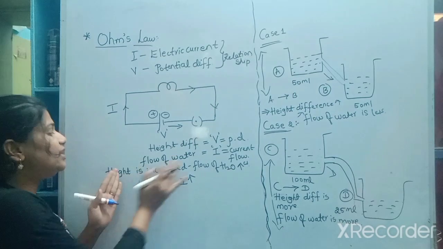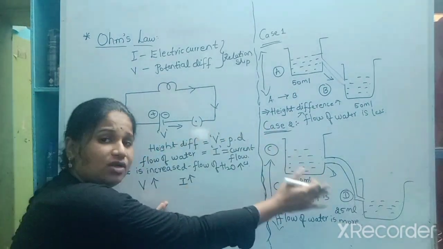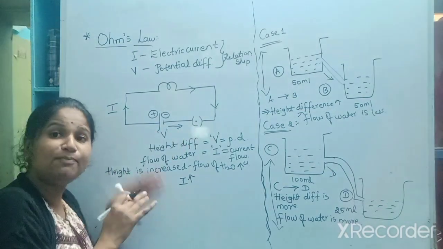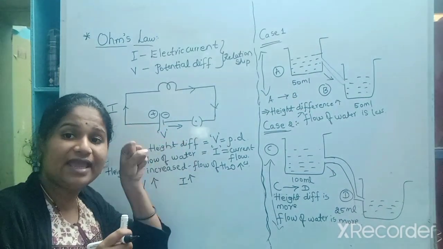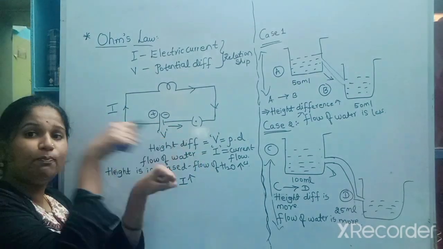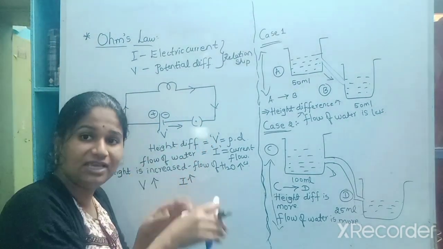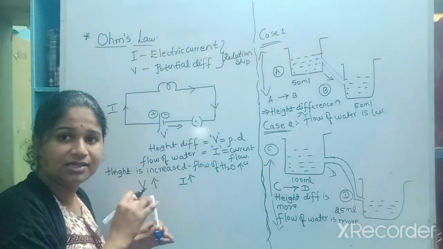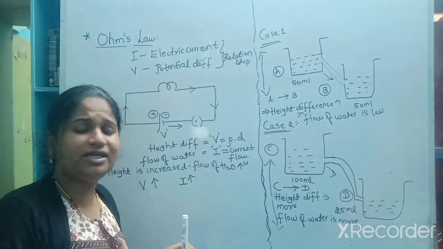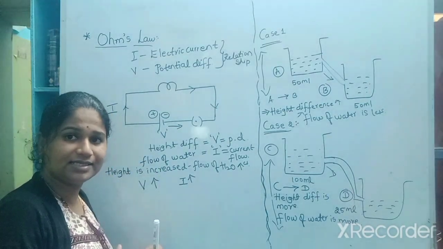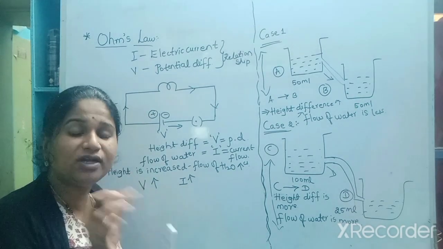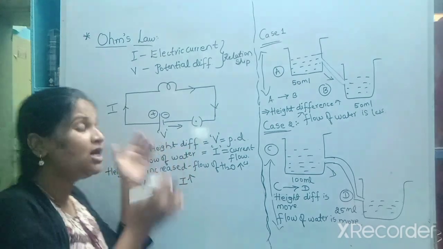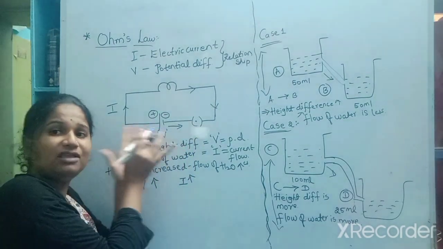So here if the height increases, the flow of water increases. Like that, if potential difference increases, what is the potential difference? That force, that energy to pull the electrons. If it increases, the flow also increases. If the flow of electrons increases, obviously the current increases. We know the potential difference is the electric charge difference. So how does that electric charge difference occur? Due to the force or energy inside the battery.